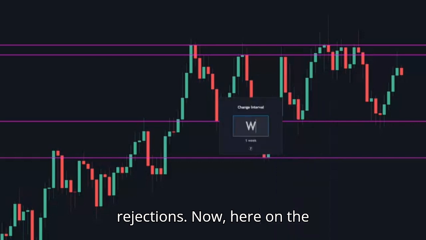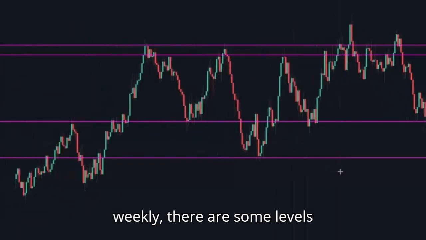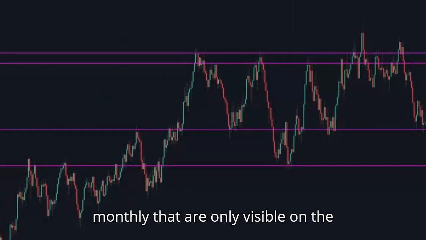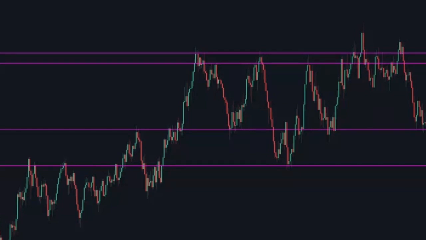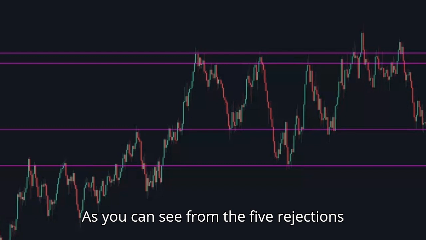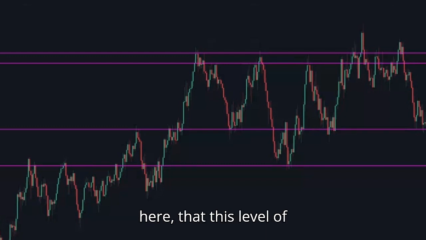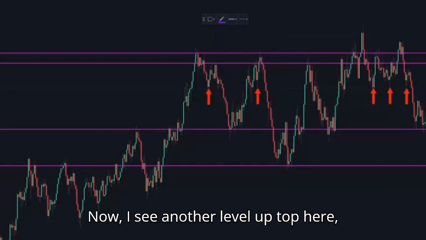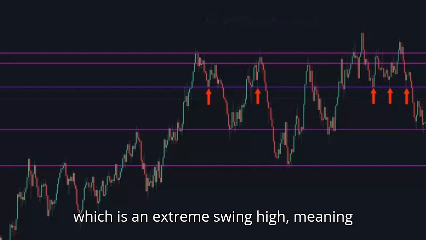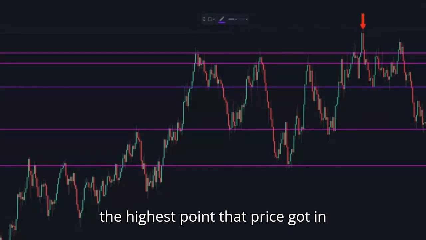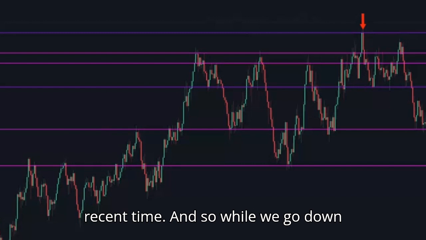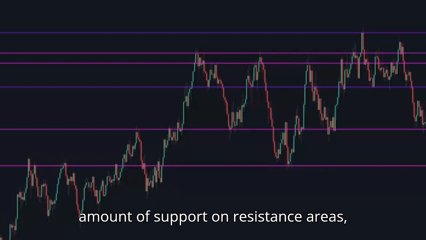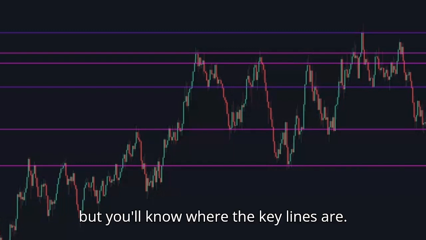Now, here on the weekly, there may be some levels that aren't visible on the monthly that are only visible on the weekly. As you can see from the five rejections here, this is a level of weekly support. So I'm going to add this in. Now we have another level up top here, which is an extreme swing high, meaning the highest point that price got to in recent time. And so while we go down a time frame, we could see a vast amount of support and resistance areas, but you'll know where the key lines are.